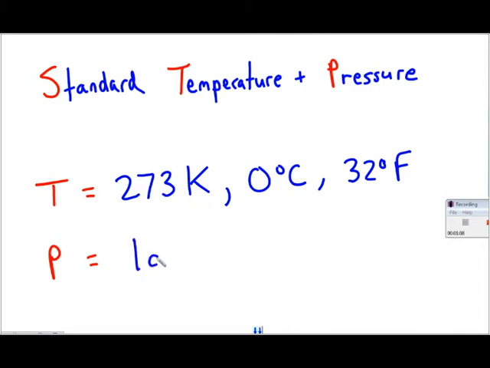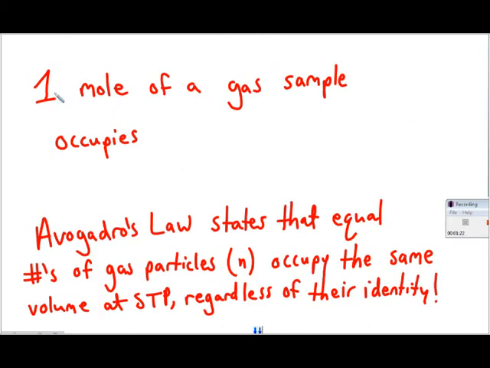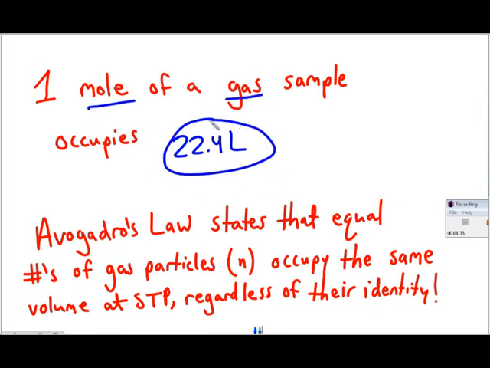Pressure, standard pressure is 1 atmosphere. This is standard pressure on average if you're at sea level. Alright, so these are the standard conditions at which gases are compared from all over the world. Alright, so if you have 1 mole of a gas sample, it's going to occupy 22.4 liters of space. So 1 mole of a gas occupies 22.4 liters of space.